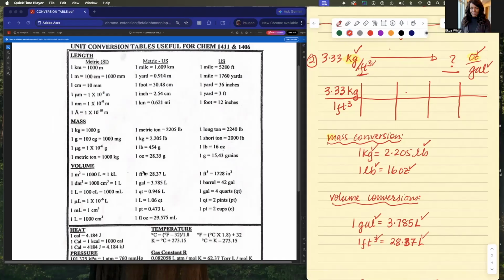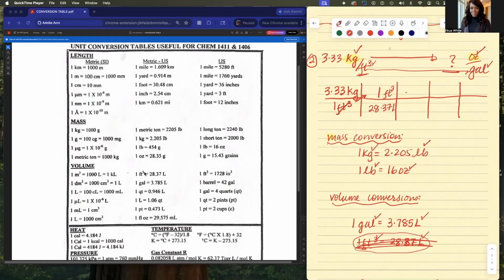So we're trying to get rid of feet cubed and bring in gallons. We're trying to go from the bottom, right? Feet cubed to gallons. We have to make sure diagonally across from where feet cubed shows up, we also have another feet cubed here. So go through your conversions. I see feet cubed all the way down here. So I'm going to move that over: 1 foot cubed, because the number that goes with feet cubed is 1. On the bottom, I'll have 28.37 liters. Okay.